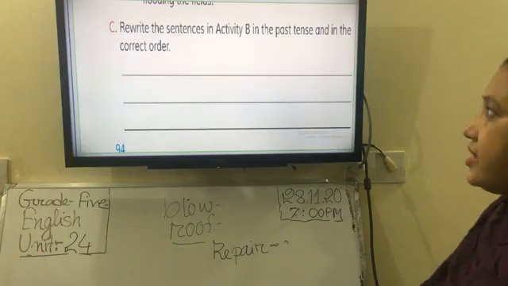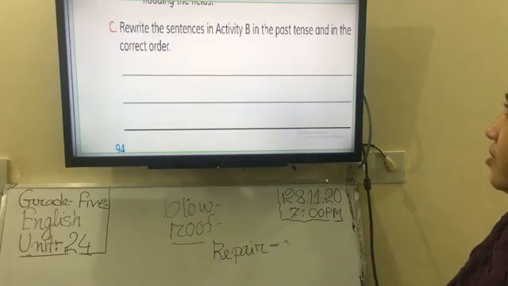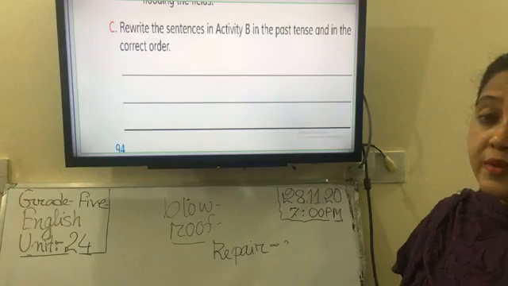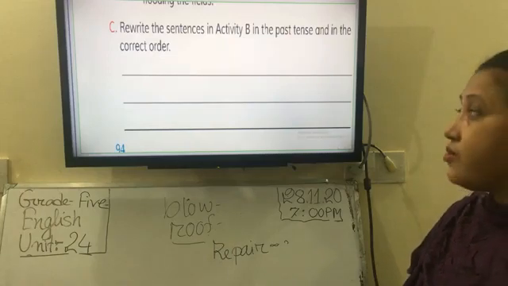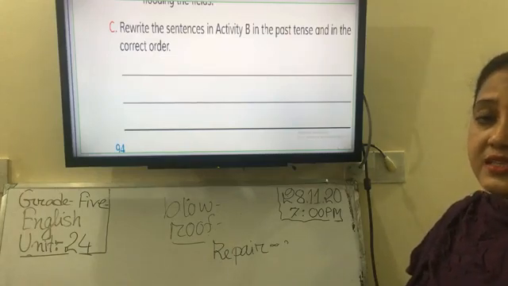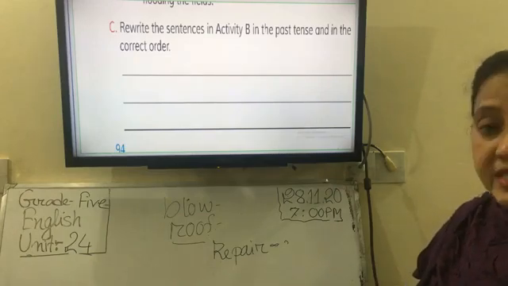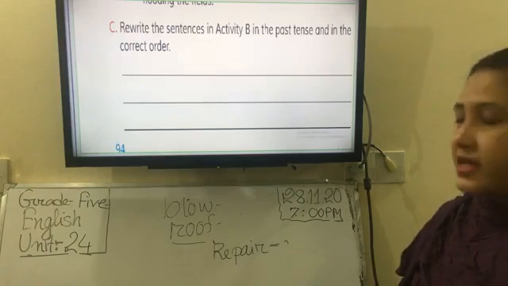Rewrite the sentences in Activity B in the past tense and in the correct order. This is the simple present and continuous. You have to write down the sentences in past tense, changing the tense.